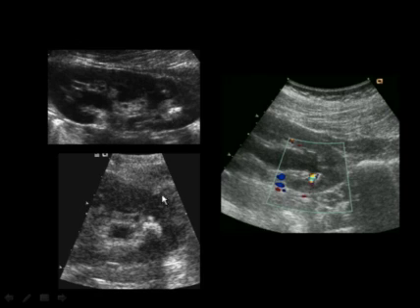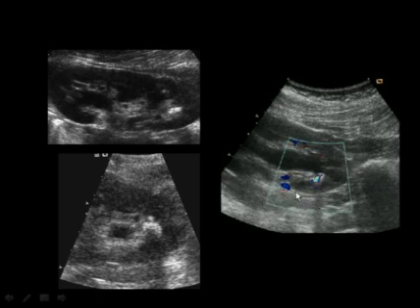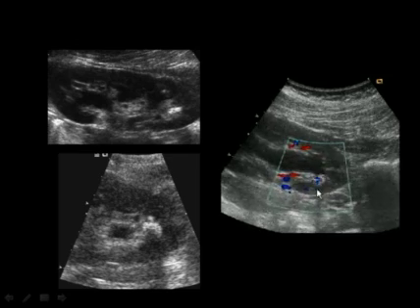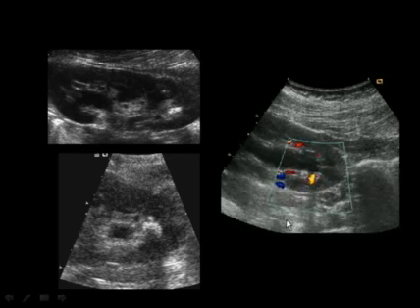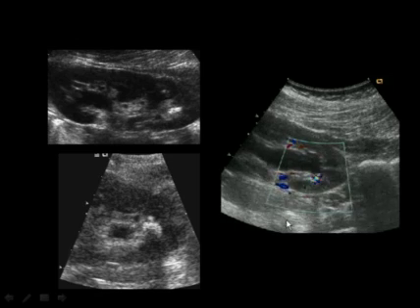We see an echogenic focus in the lower pole with distal shadowing, which is diagnostic of the stone. The twinkle sign is also very helpful. Here we see an artifact related to the interaction of the stone with the ultrasound beam, and that also increases the accuracy of our diagnosis of stones.